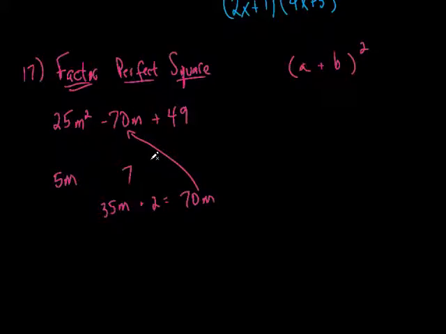How do I know if it really is a perfect square or not? I go through this test. Take the square root, multiply, double it, and if it's the middle term, then it's a perfect square. So, how do I factor this?